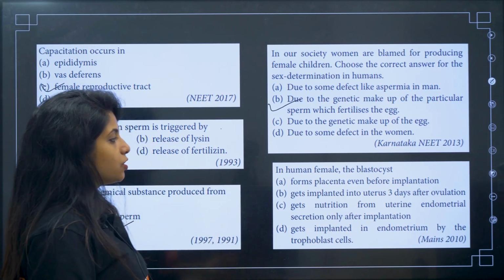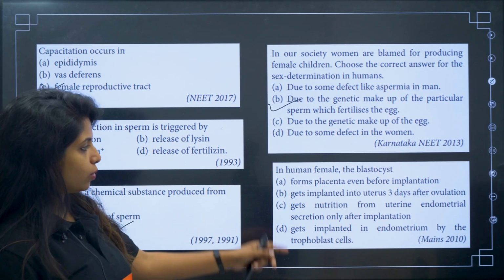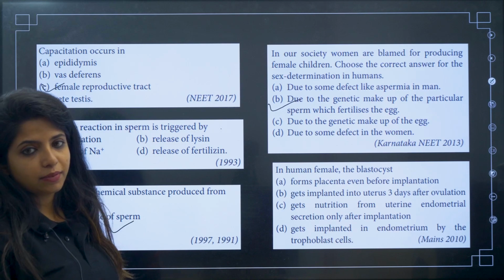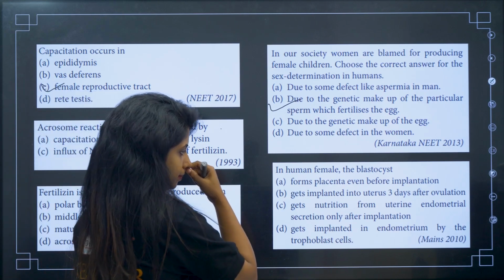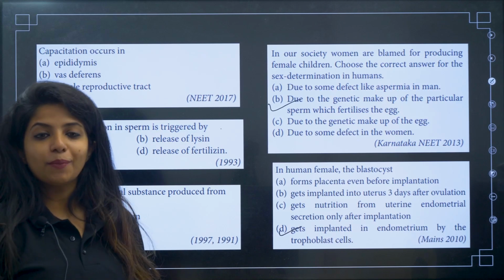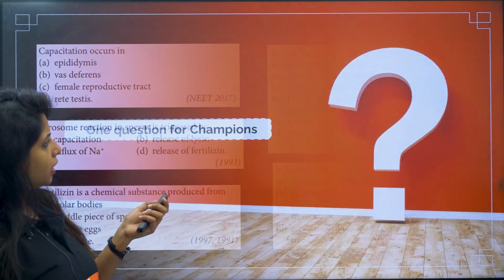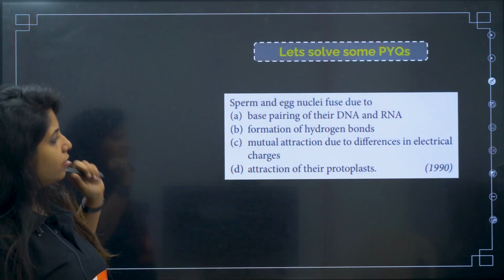In human female, the blastocyst forms what? Tell me. D. Gets implanted in the endometrium by the trophoblast cells. Since I gave you one question, I think I can give you one more. You can solve it right now.